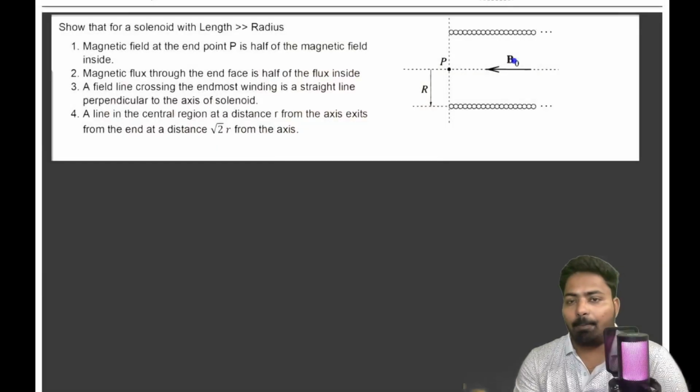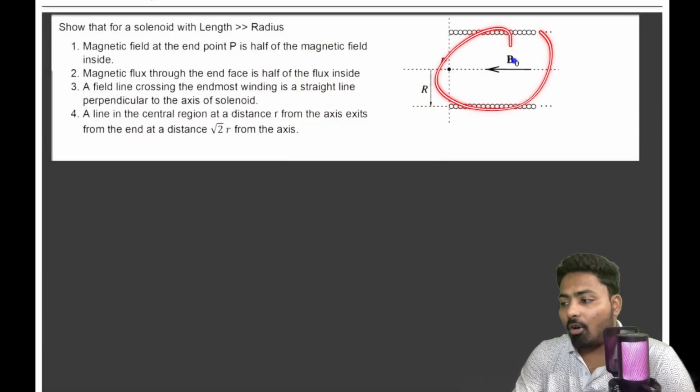Okay, so in today's class, I have taken one very important question, a very good question. From that question, we can understand some very important points regarding magnetic flux as well as a solenoid. Okay, so the question goes like this. First, I am reading this question.